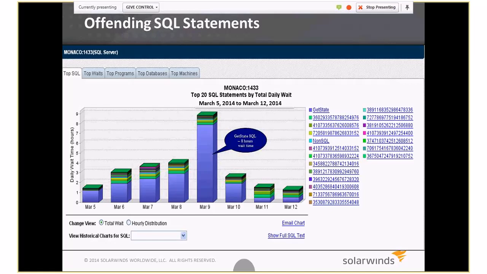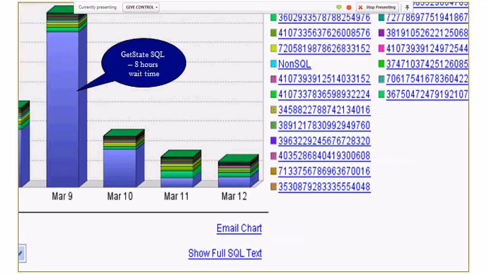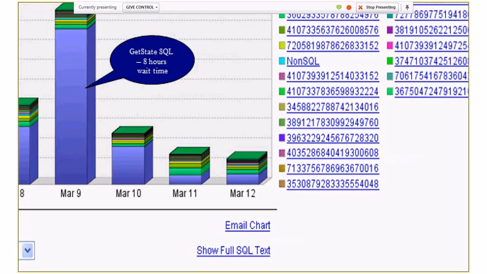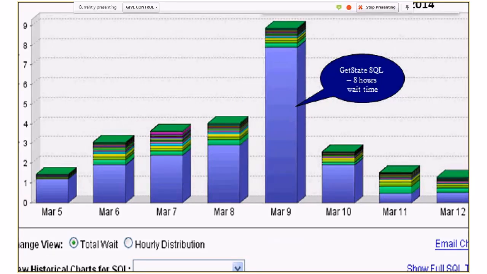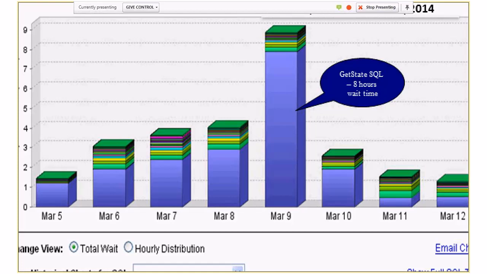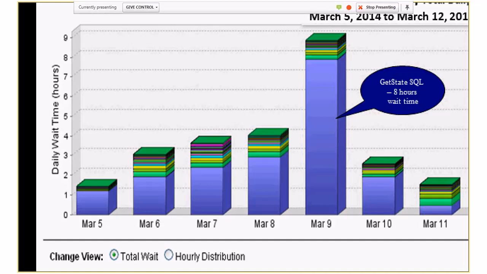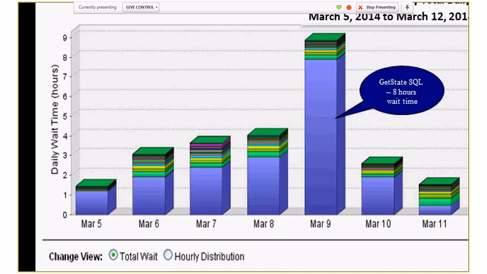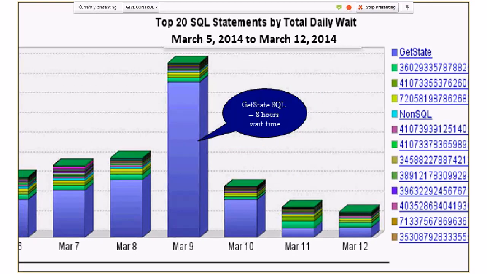Let me just go over here. We've got about 7 or 8 days of data, and you can see that on March 5th we're taking about an hour and a half, and then you can see that blue bar just keeps getting worse. By March 9th, it was spending 8 hours in the database, and the end users were complaining. It had to do with get state, which was a way of getting state for the session that was running. Every session had to run it, so it was really slow, and they complained that they couldn't get their work done.